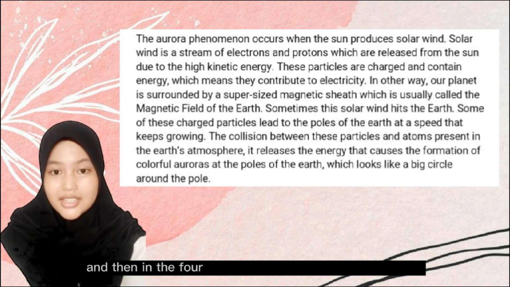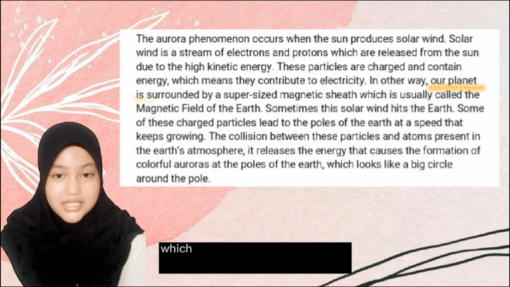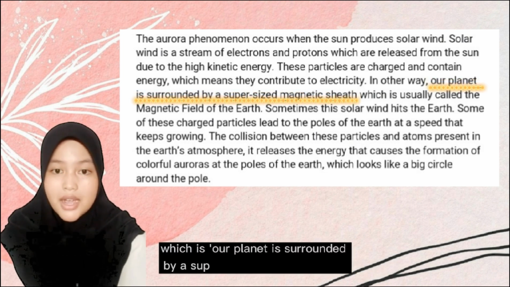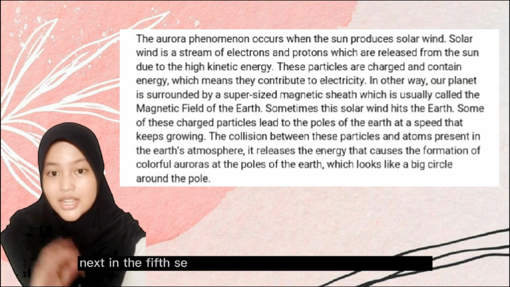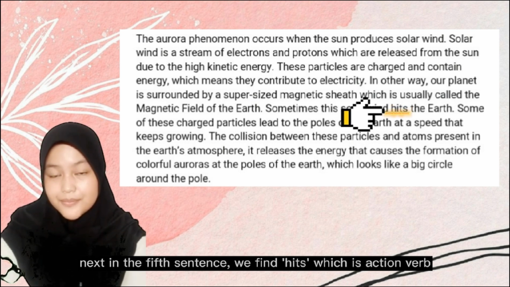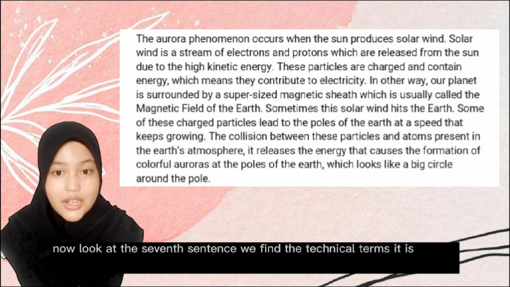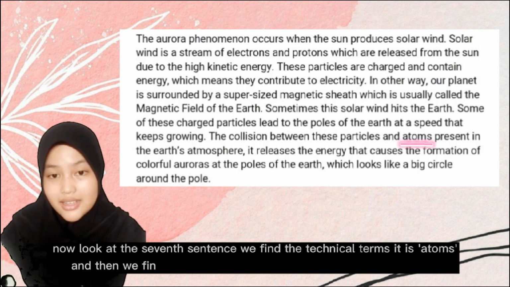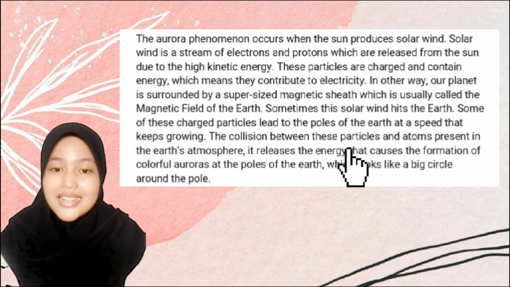And then, in the fourth sentence, we find the passive voice, which is our planet is surrounded by a supersized magnetic sheet. Next, in the fifth sentence, we find heat, which is an action verb. Now, look at the seventh sentence. We find the technical term, which is atoms. And then, we find the present tense, which is it releases the energy.